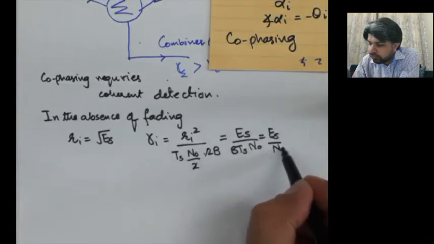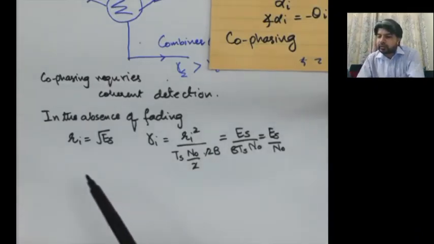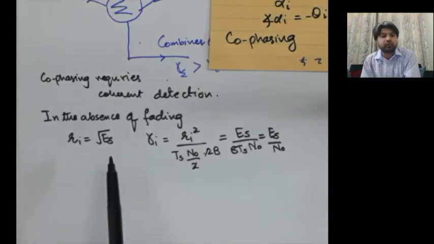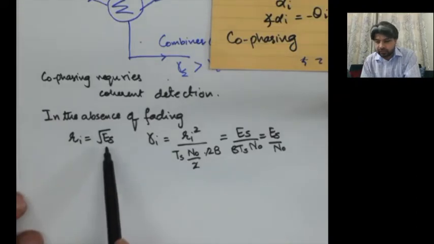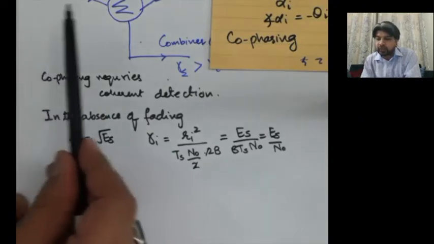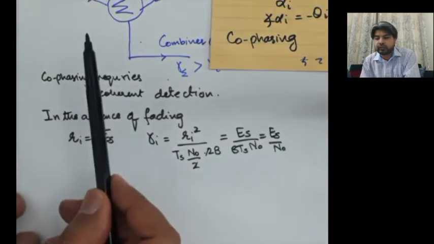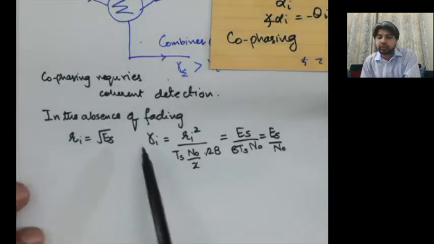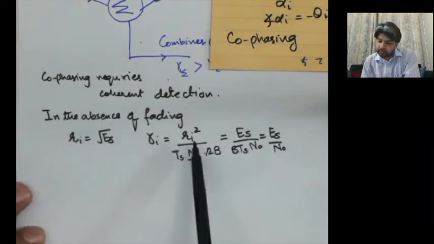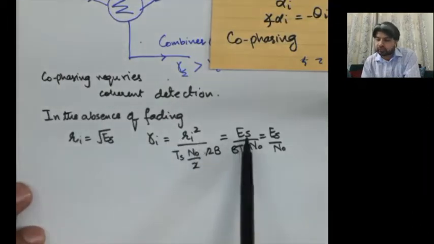So let me explain what I have done. In the absence of fading, suppose we have no fading at all, so what would happen? Suppose we have Ri equal to root Es, and for each of the branches here you have the same signal that you are receiving, and the signal to noise ratio on each of the branches, as we have said, would be Es over N0.